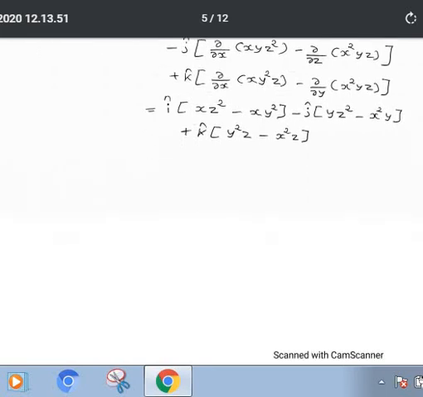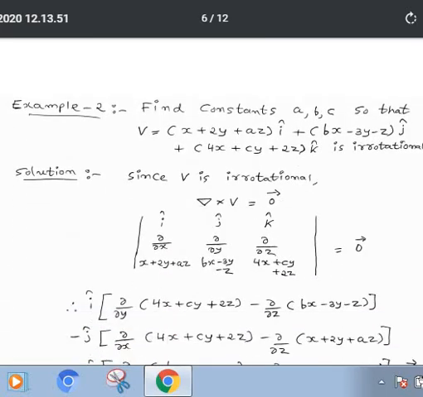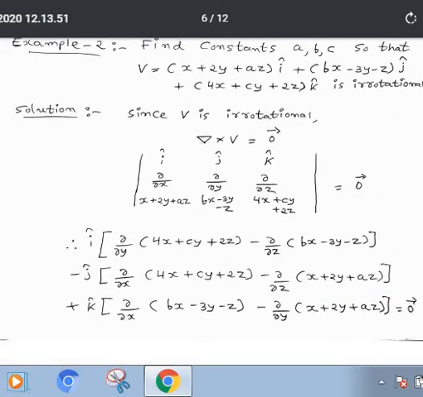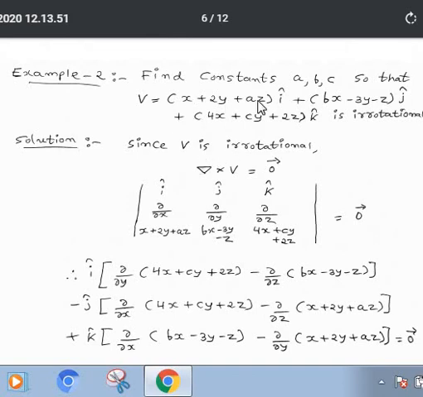Now we will move on to the second example, example number 2. We have to find the values of constants a, b, c such that the given vector field V is irrotational. It means we are given that this vector field is irrotational, and subject to this condition we have to find the values of a, b, c. Since V is irrotational, its curl will be the zero vector. So nabla cross V is the determinant of i, j, k; del by del x, del by del y, del by del z; and the x, y and z components of the given vector field V, and that is equal to the zero vector.